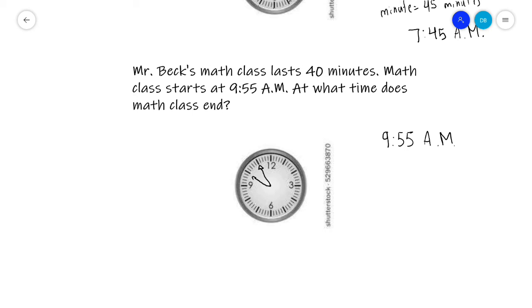Now what time does it end? So we're not jumping backwards this time. This time we're going to jump forward. So we're jumping 5, we're crossing 12, 10, 15, 20, 25, 30, 35, 40. So if the 6 is 30, then this 7 here would be 35. So it would be 10 because we crossed over 12, and the hour hand's going to be pointing at the 7. So 10:35 a.m. is what time my math class ends.